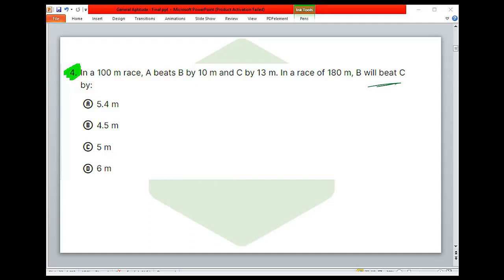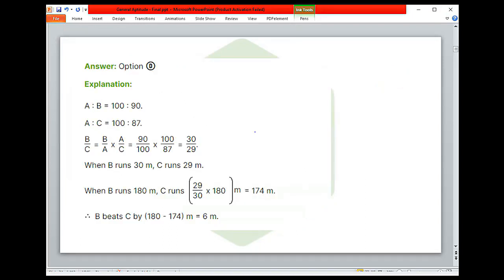Look into the answer. If you have marked it, still let's see. Easy question again. In a 100-meter race, A beats B by 10 meters. So we have three participants, A, B, and C. A is beating B by 10. B is beating C. A beats B by 10 and A beats C by 13. So it is saying that if there is a 180 meters race, then B will beat C by how much? So look into the solution over here. You will get the answer easily.